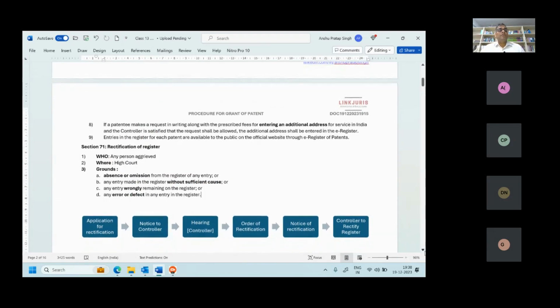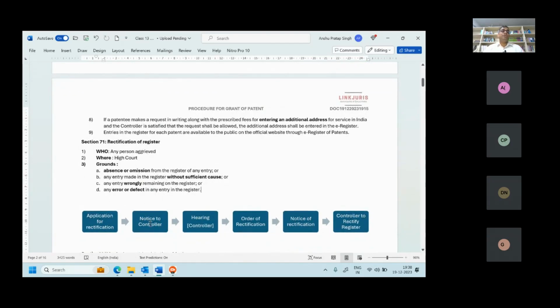Or you can apply for rectification by notice to the Controller. What happens when you have applied? A notice will be given by the Controller, a hearing will be conducted by the Controller, an order of rectification will be passed, and notice of rectification will be given, and the Controller will rectify the register.